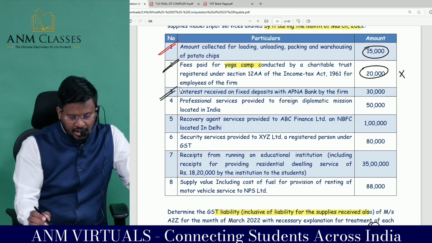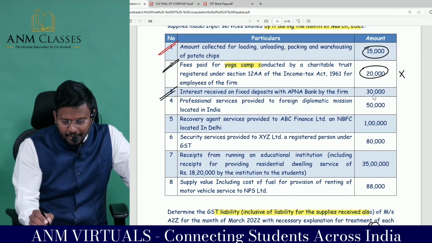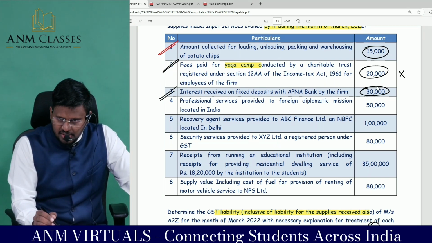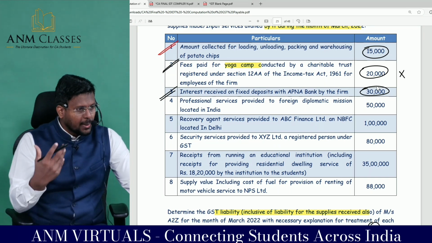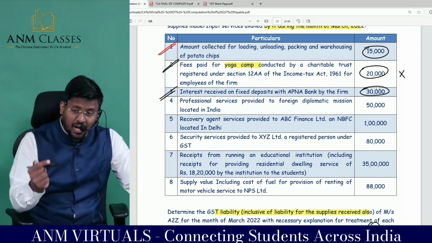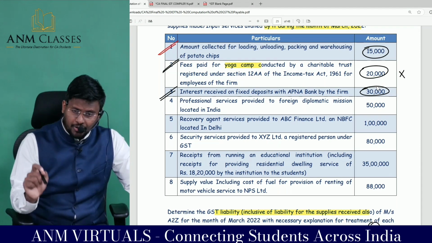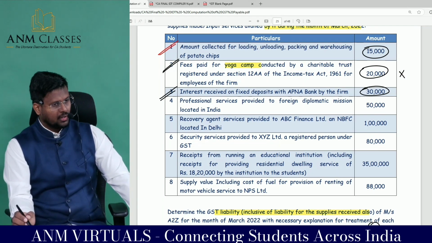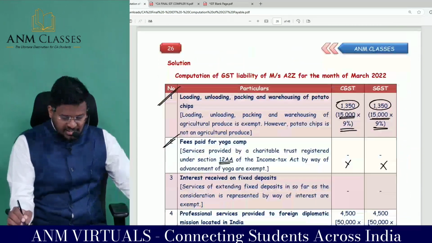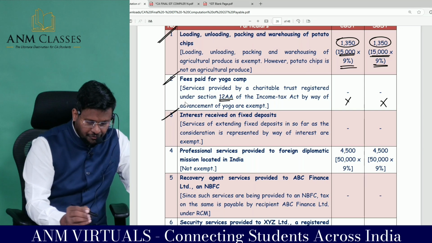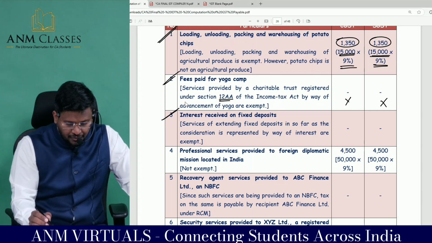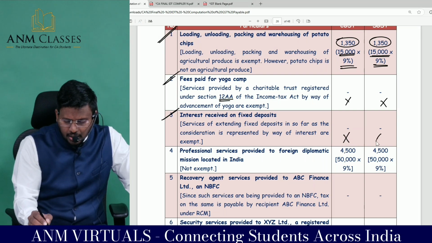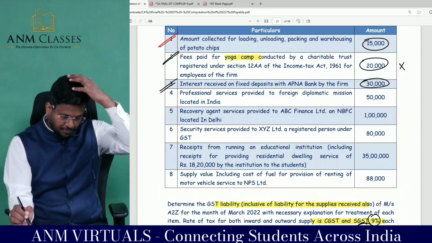Interest received on FD with Apna Bank by the firm, 30,000. We all know that F stands for financial services. Sir, extending deposit, loan or advances in so far as the consideration is represented by way of interest or discount other than credit card services are exempt from GST. So this 30,000 is exempted. Interest received on FD, service of extending FD in so far as the consideration is represented by way of interest are exempted, sir. Fantastic to the core.